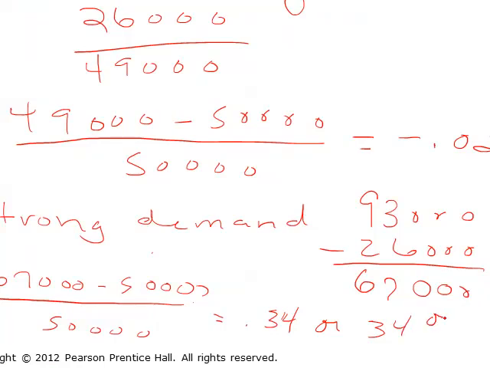What this says is that leverage is good in good times. I earn more. I'm getting 34% instead of 16% in good times, but leverage is negative in bad times. I'm getting a minus 2% if it is weak demand. So having leverage increases returns in economic good times and decreases returns in economic bad times.